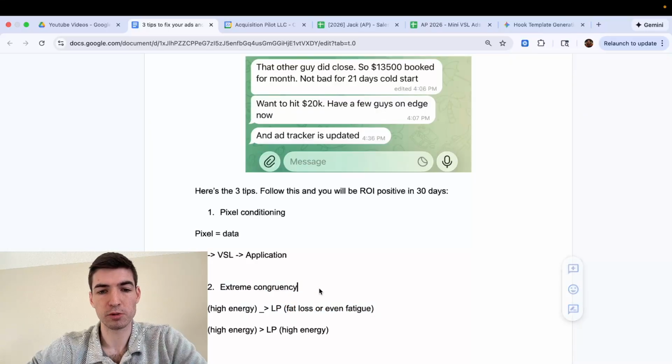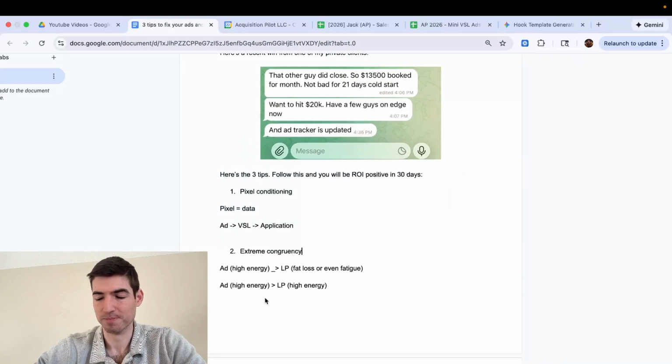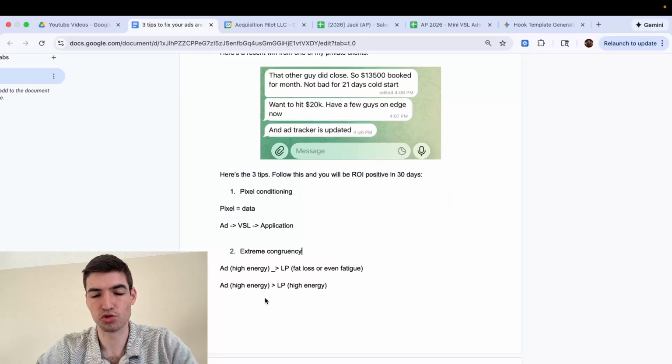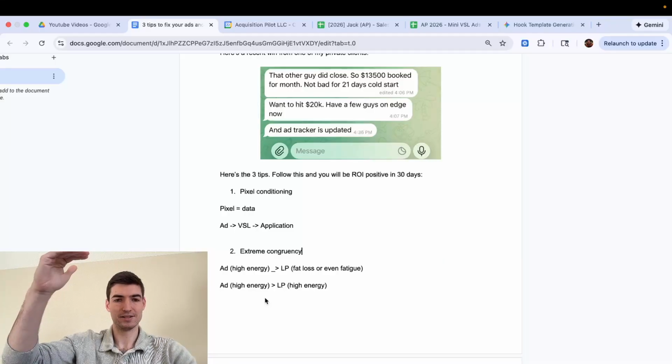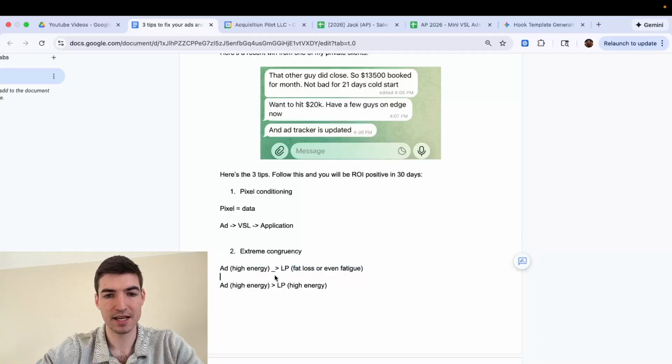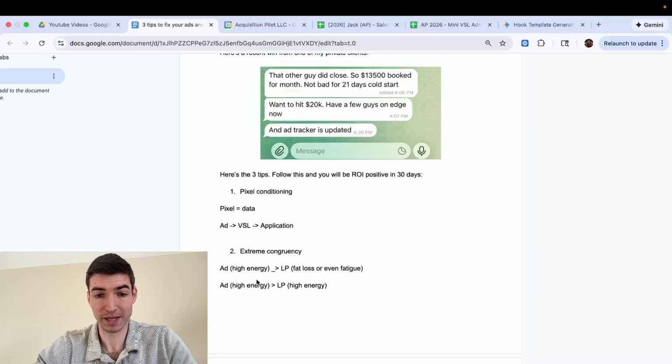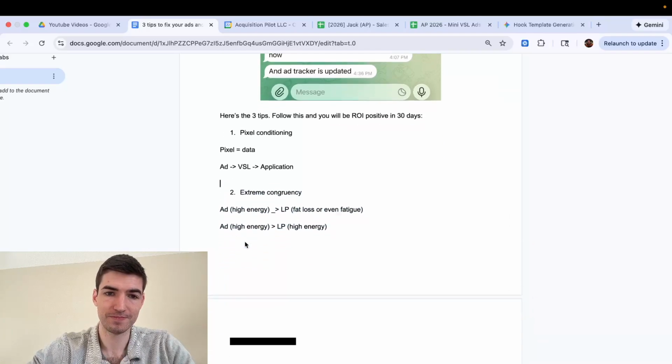All right, so extreme congruency. Go and audit your funnel right now. Are your ads extremely congruent with the landing page they land on? If you're running multiple ads with different angles and different headlines, you want to create a different landing page that is congruent with each ad. I've never seen a case where this is not true. It's going to increase conversion rates because of extreme congruency. That's number two, so audit this.